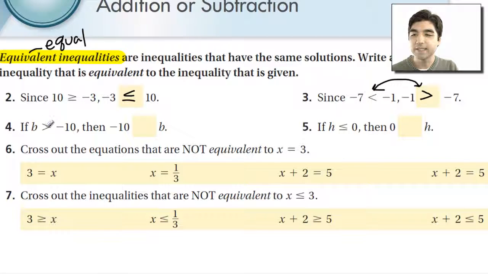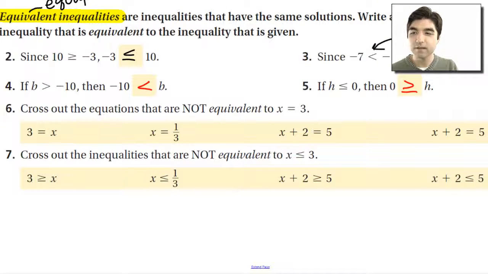And then we have b is greater than -10, so -10 is less than b. H is less than or equal to 0, then, flip the sign, 0 is greater than or equal to h.